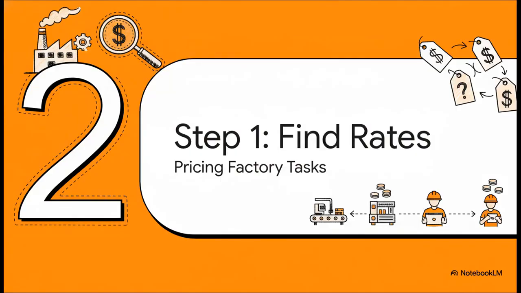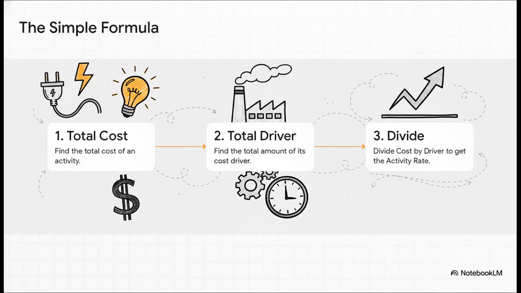What we're about to do is find the price tag for every single one of these factory activities. This is how we start making sense of all those vague, messy overhead costs. And the process for this is beautifully simple. Seriously, you just take the total amount of money you spent on an activity, say setting up machines, then you look at the total number of setups you did across the whole factory. You just divide the total costs by the total driver.